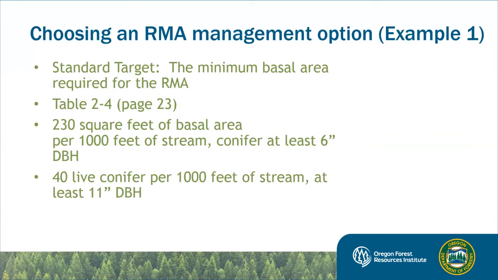So the standard target is the minimum basal area required for the RMA. It's table 2.4 on page 23 of the illustrated manual. I believe we're going to be looking at that in the next slide. But that standard target is 230 square feet of basal area per 1,000 feet of stream for conifers at least 6 inches diameter breast height. And then you also need 40 live conifers per 1,000 feet of stream at least 11 inches in diameter.